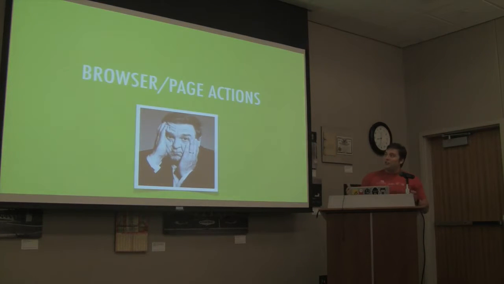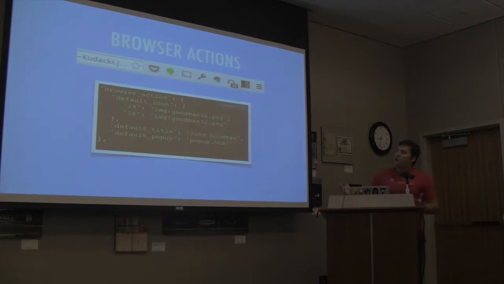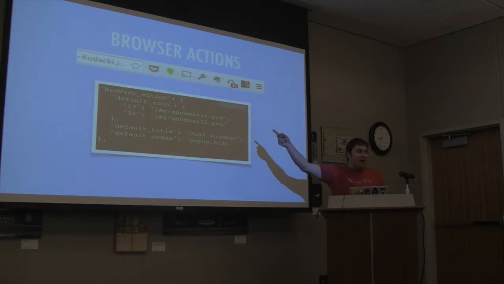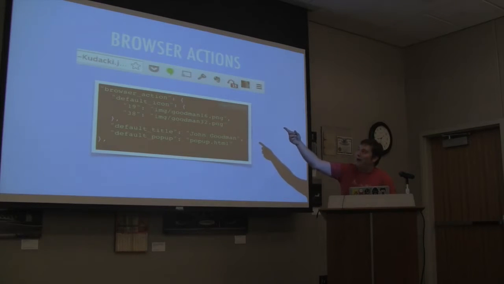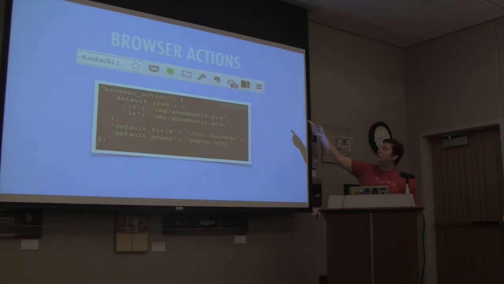So then we have page action, browser slash page actions. So browser actions would be like this. These are those icons that you add up here, whether it's like Pocket or Google Hangouts or Chromecast or John Goodman.